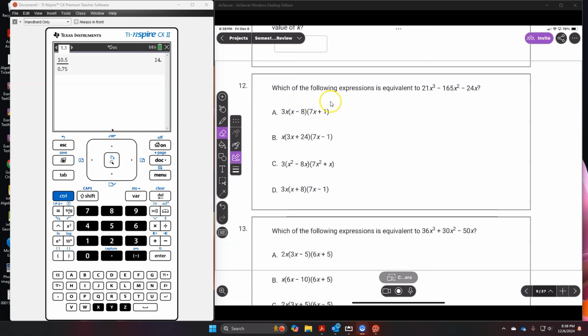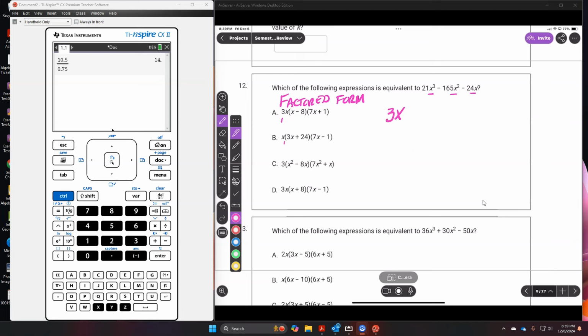Which of the following expressions is equivalent? And you notice that we have this expression and we have all these factors, and they're factored here, right? This is in factored form. You notice they factored a 3, possibly, and they factored an x. Now, if you notice, this is 21x cubed, this is 165x squared, and this is 24x. So yes, we can factor out an x. Now, 21, 165, and 24 are divisible by 3. So you have a 3.